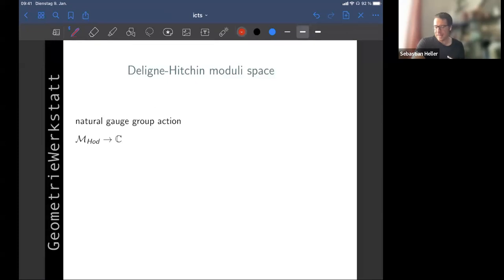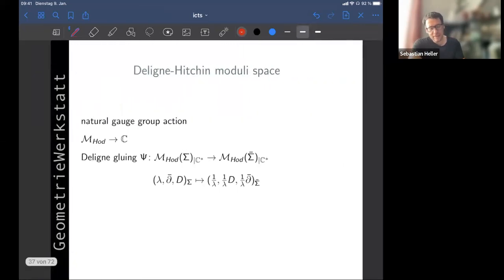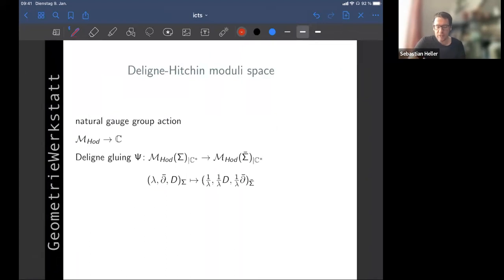And because the gauge group doesn't affect lambda in any way, we have a natural projection to the complex numbers. So if we do that, we can do the same thing for the complex conjugate Riemann surface, sigma bar. If you think of sigma as a complex manifold of dimension 1 with complex structure I, then sigma bar has complex structure minus I. Or if you think about Riemann surfaces as defined by algebraic equations, you get the complex conjugate algebraic equation. So the complex conjugate Riemann surface also has this so-called Hodge moduli space.